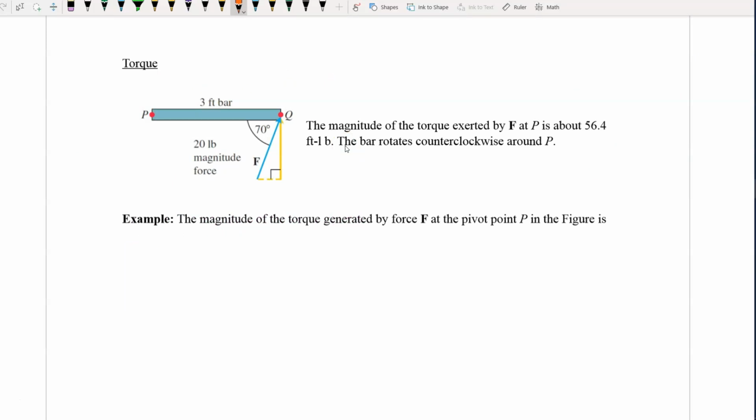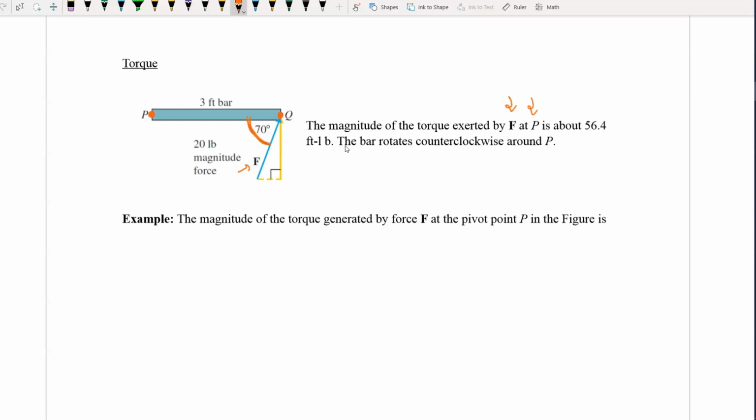Now here on this one we have torque. The magnitude of torque exerted by force F at this point is about 56.4. So here we have point P, here we have Q, this is force F. So this is about 56.4 foot lb. The bar rotates counterclockwise around P. So this is counterclockwise about P.